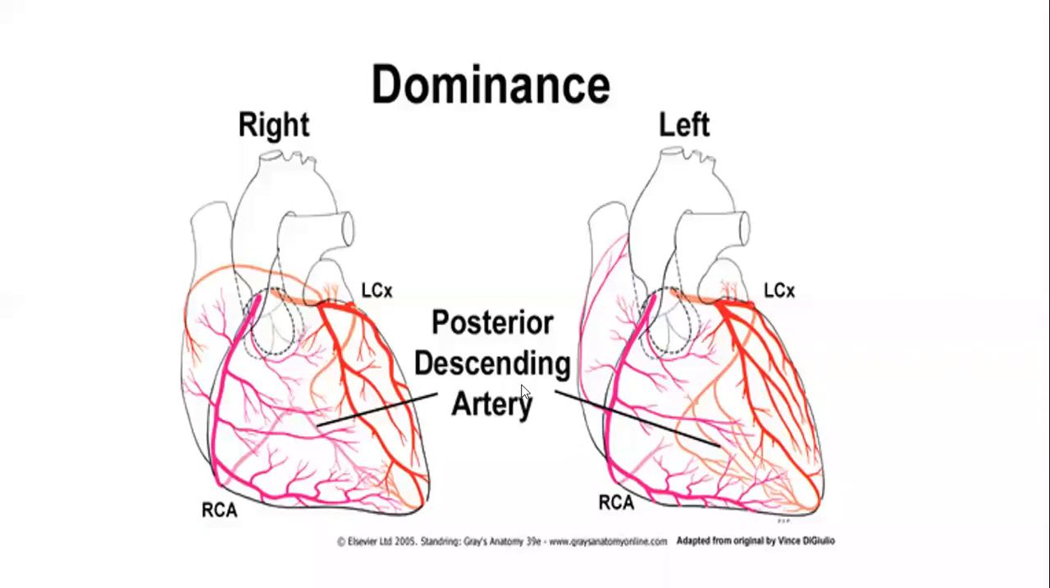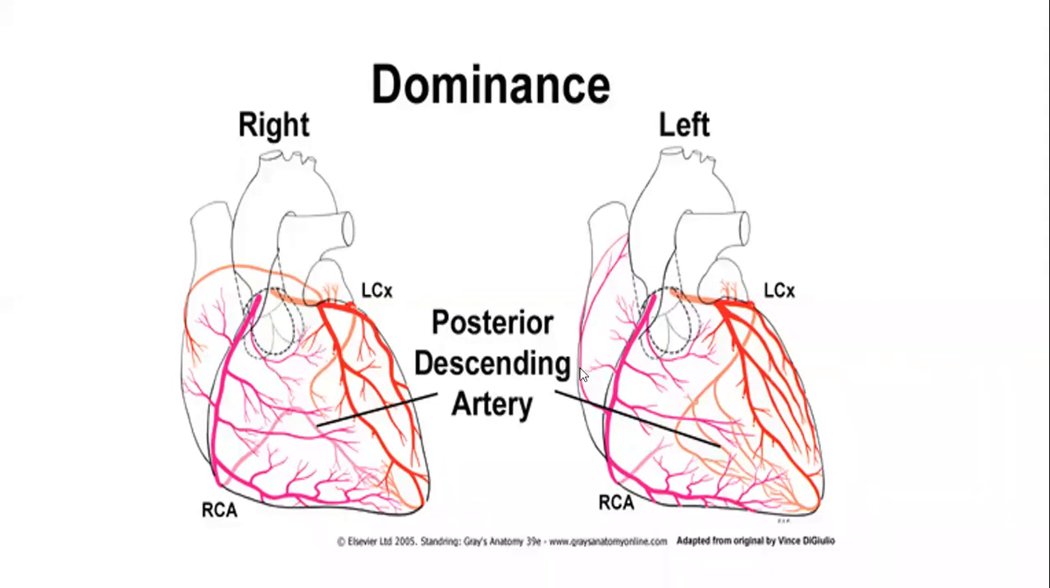This branch determines the dominance of the heart. Either the right coronary arterial system is dominant or the left coronary arterial system is dominant. Since in 67% of the population the posterior descending artery, or posterior interventricular artery, is a branch of the right coronary artery, in 67% of the population we can say that there is right cardiac dominance. The right coronary arterial system is dominant.